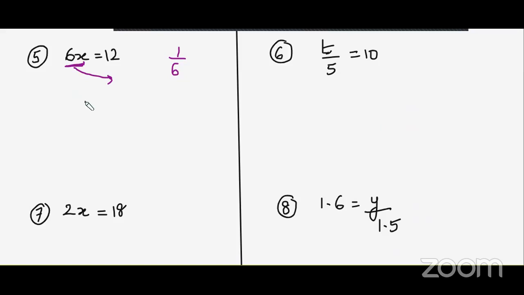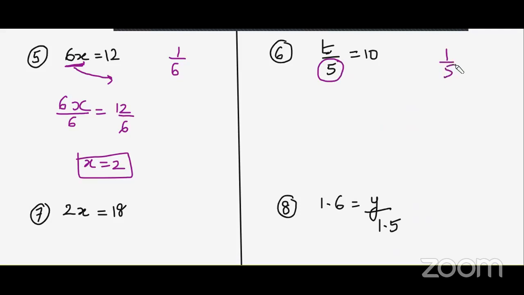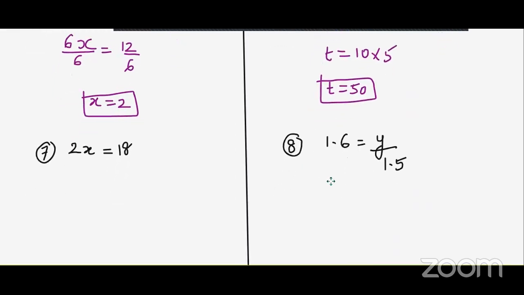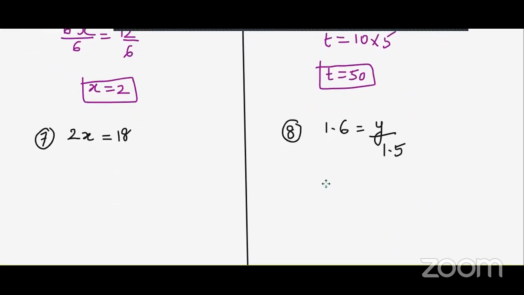So it will be x. If you want to understand the transpose method, we are dividing 6 on both the sides. This is what we are doing. So x is equals to 2. Right? Similarly, here 5 is divided because it's 1 upon 5. The multiplicative inverse of 1 upon 5 is 5. So we shift the 5 on the other side and it gets multiplied. Okay? So t equals to 10 multiplied by 5. So t equals to 50. Correct? For the next 7th, I'll give you 2 minutes to 20 seconds to solve it. And then let's see what you get as an answer.